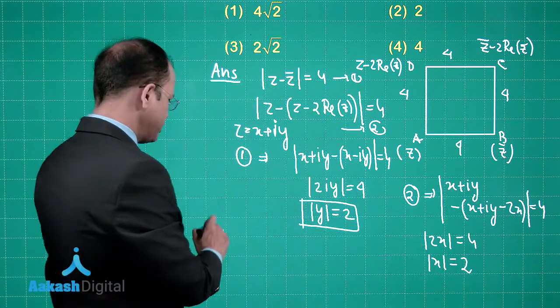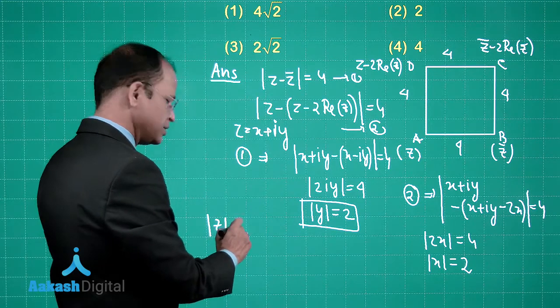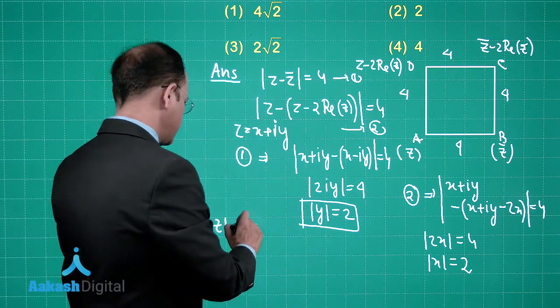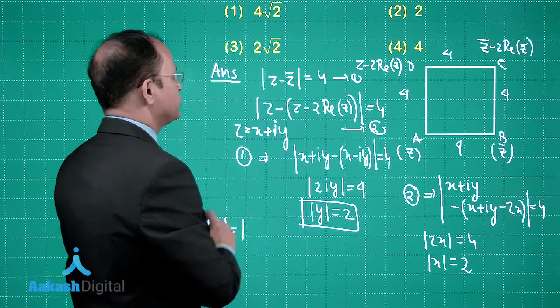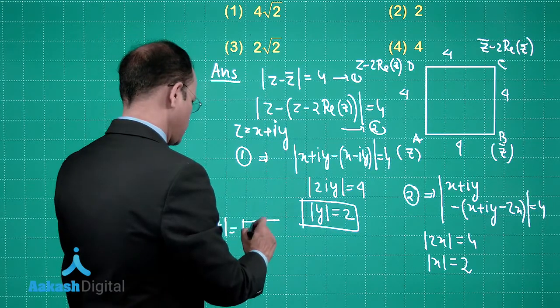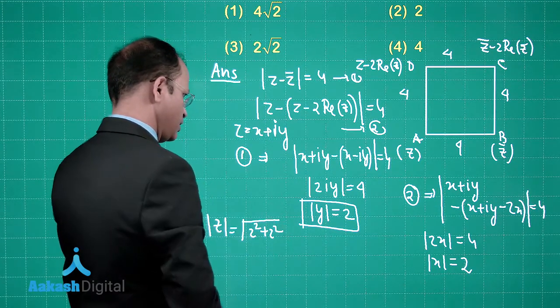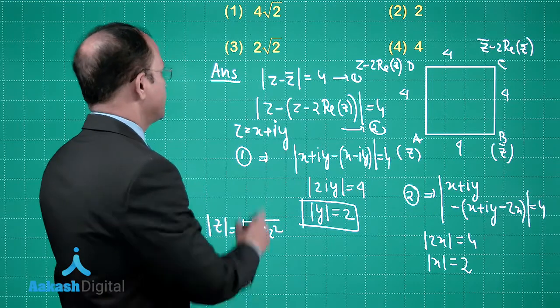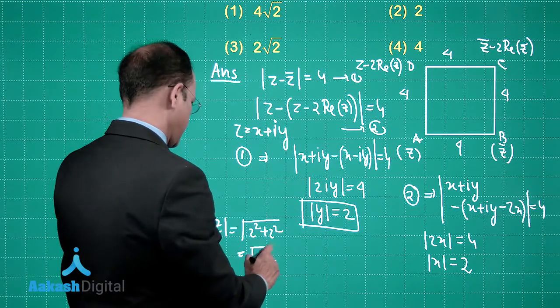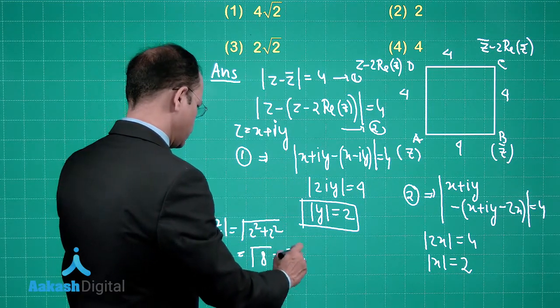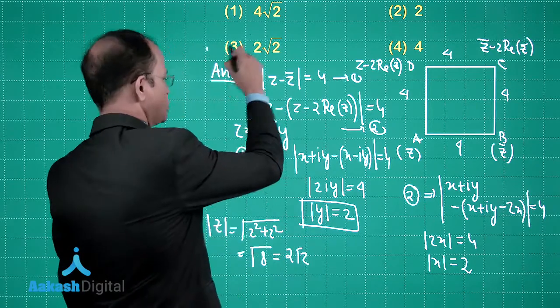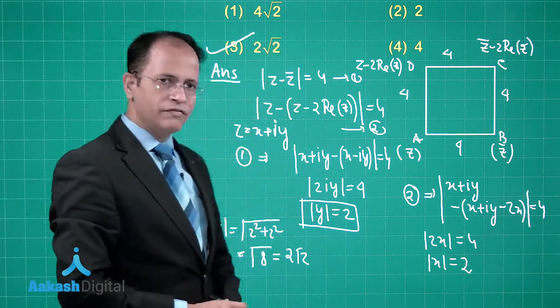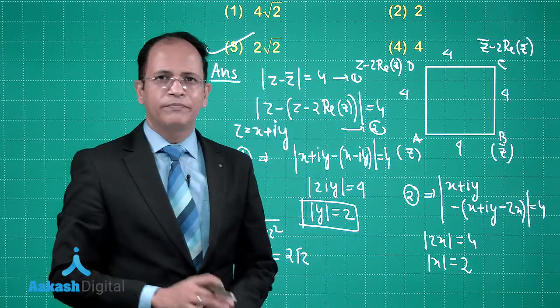So we have been asked to find mod of z. Mod of z is the root of x square plus y square, that is 2 square plus 2 square, which is 8, which is 2 root 2. So the third option is the correct one. Hopefully this is clear to you.